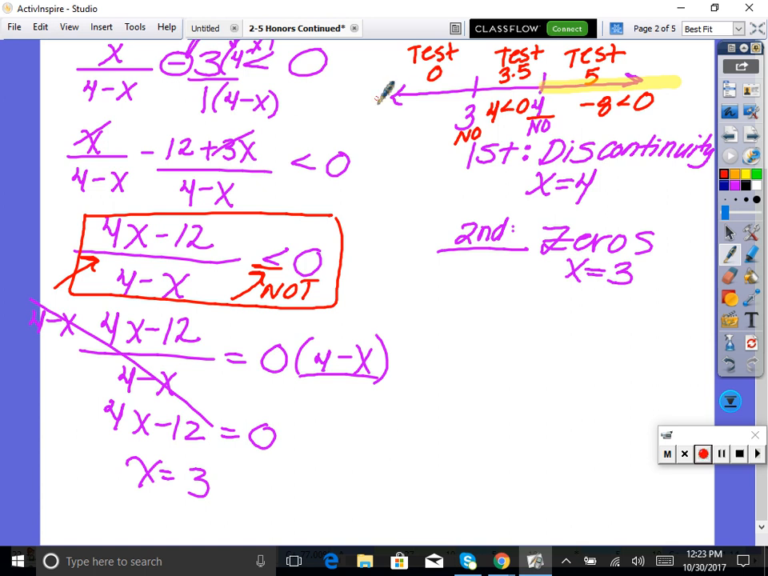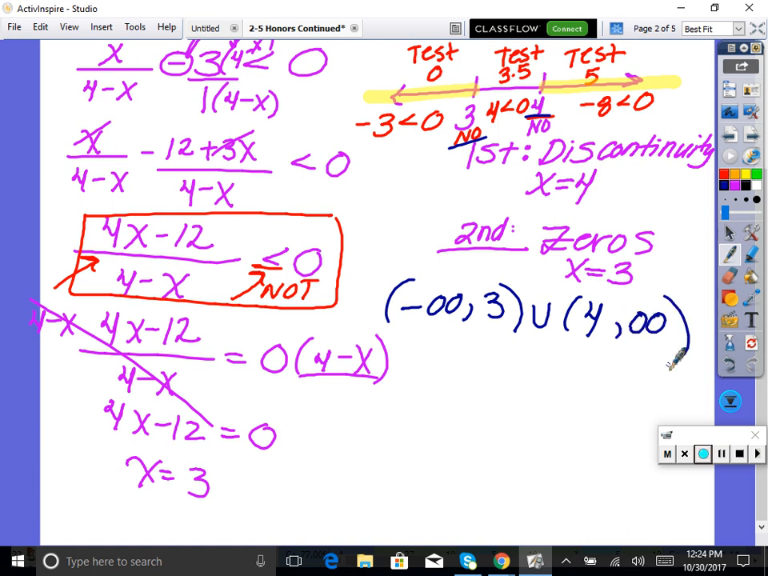When you plug in 0, you get negative 3. Is that less than 0? Yes. So I'm going to go ahead and highlight. So look, the highlighted region is our answer. So coming in hot from negative infinity up to 3. 3 is not included. Look, it says no. Union. Then it starts at 4. Look, no there. So parenthesis to infinity. Those are the values for x which are in our solution set.